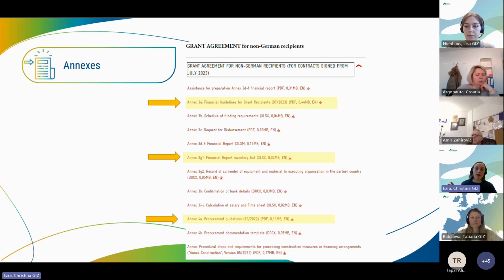that gives you further information and details on the contract, and also some practical examples, which is really helpful. And I also highlighted in this list the inventory list. I mentioned that before because it's really often forgotten by our recipients. And again, as I mentioned before, here is the link to the procurement guidelines as well.